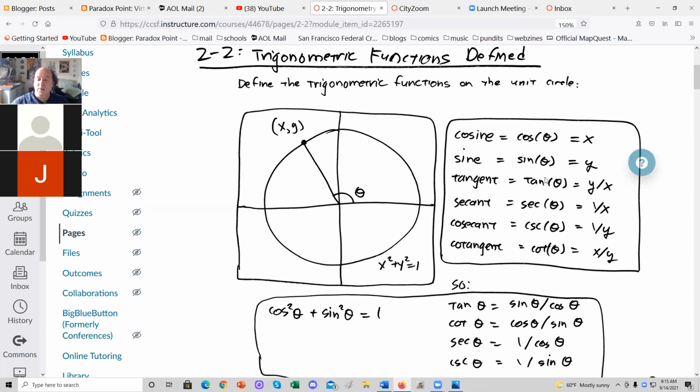Then there are also some other trig functions. The tangent of theta, which is y over x. The cotangent is x over y. The secant is 1 over x, and the cosecant is 1 over y. When we get to the third definition, the reasons for these will become clear.